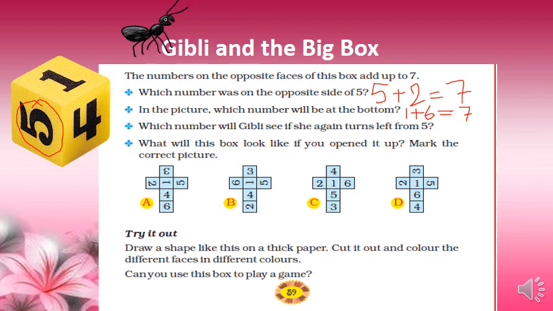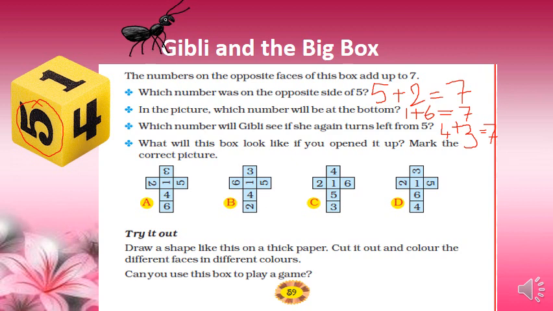Which number will Ghibli see if she again turns left from 5? So if she turns left from 5, she will get the number opposite to 4. So what is the number opposite to 4? Yes, 4 plus 3 equals 7. That means the number opposite to 4 is 3. So if Ghibli turns left from 5, she can see the number 3.